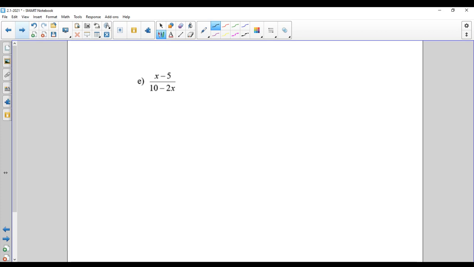So Masumi says, okay, look, top can be factored. It's just x minus 5. And I agree. The bottom, though, can be factored by factoring out a 2. So Masumi, I'm going to come back to you now. What happens when I factor out that 2? What am I going to get? 5 minus x.